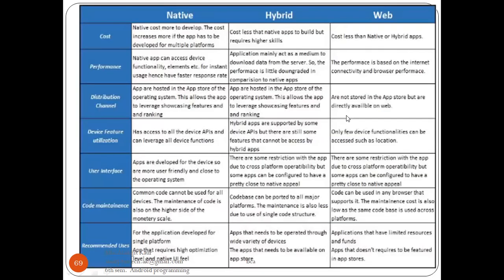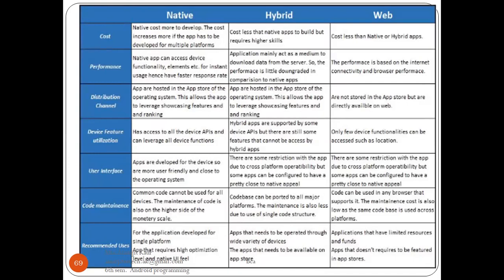Now, what is the difference between native, hybrid, and web? First of all, the cost. Native costs more to develop, and the cost increases more if the app has to be developed for multiple platforms. The cost of hybrid apps is less than native apps to build, but requires higher skill. In the web, the cost is less than native and hybrid apps.